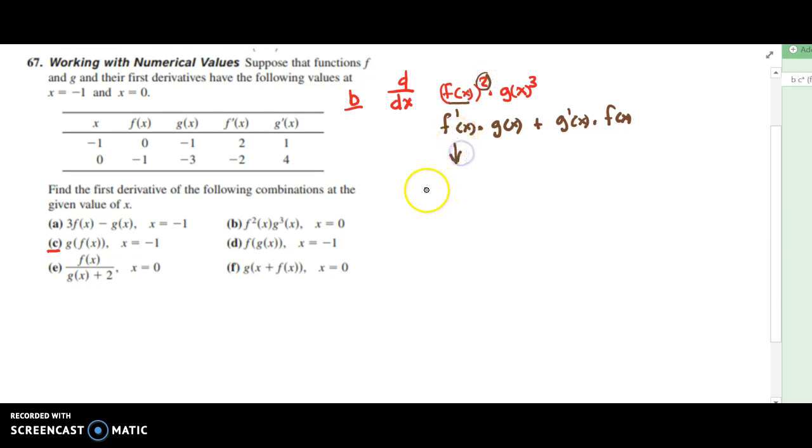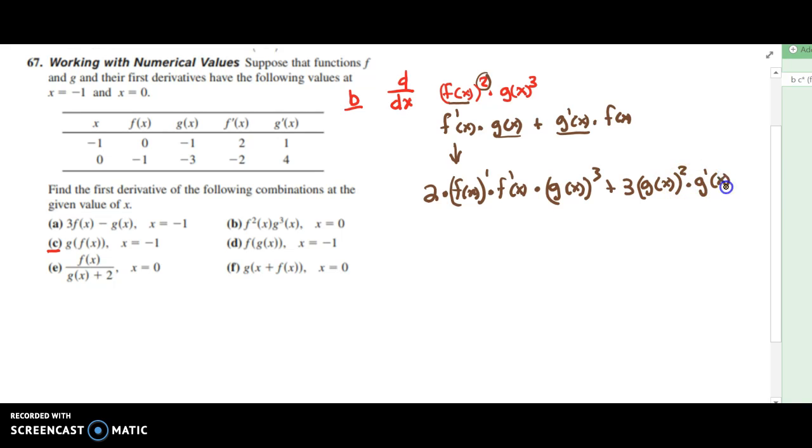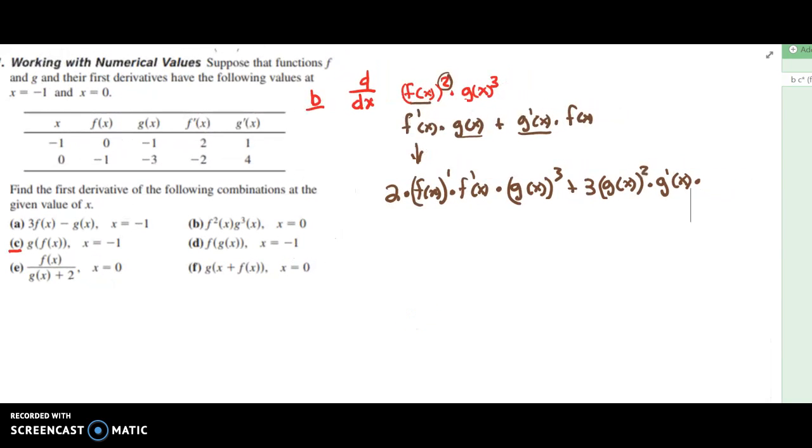So this first derivative will be 2 times f of x to the 1 power times the derivative of the inner, times the second function, which is g of x cubed, plus the derivative of the second function will be 3 g of x all squared, times the derivative of that inner function, times the first function, f of x squared. And all of these are when x equals 0.